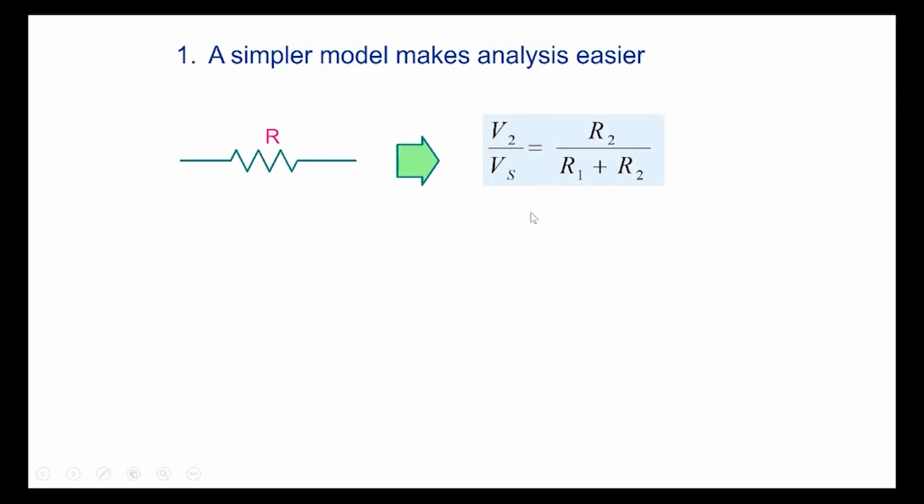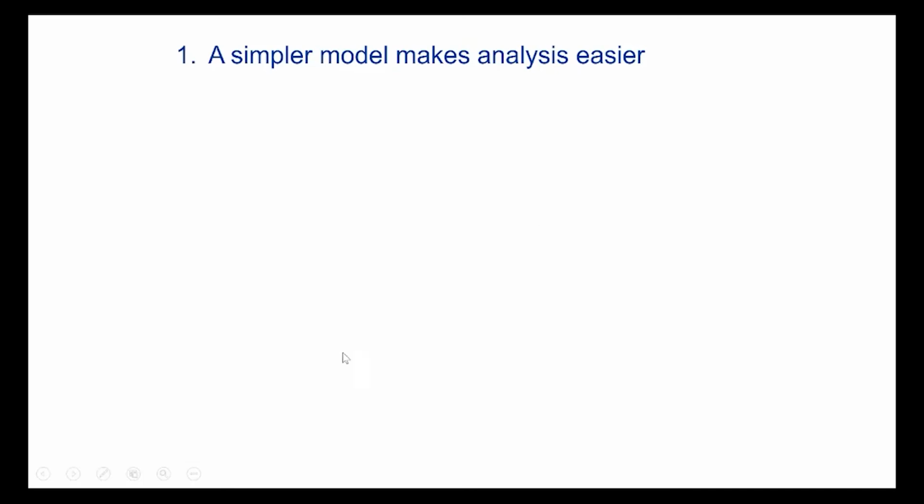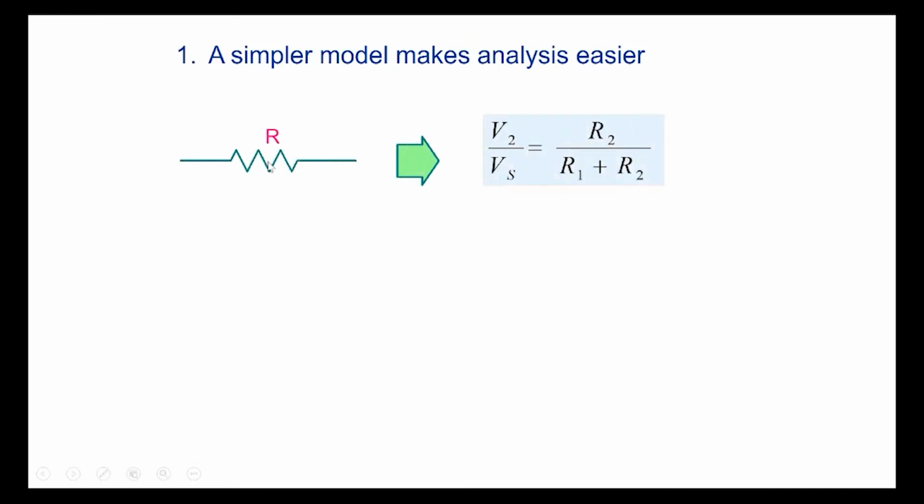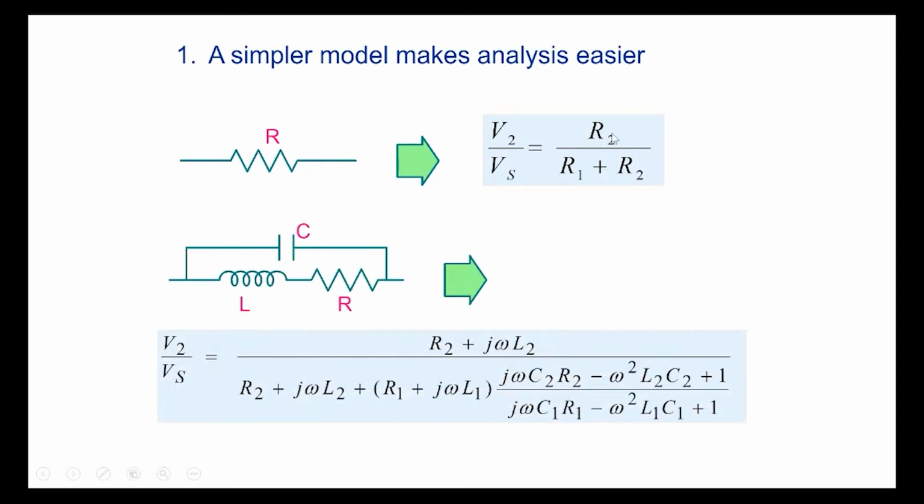Now, obviously, a simpler model will make analysis simpler. So when we use a simple R here, V2 by Vs is simply R2 by R1 plus R2. When I use this more complicated model for a practical resistor with L, R, and C, V2 by Vs comes out like this here. So at this point, you have to ask yourself, why are you doing the analysis? What is the purpose of your analysis?